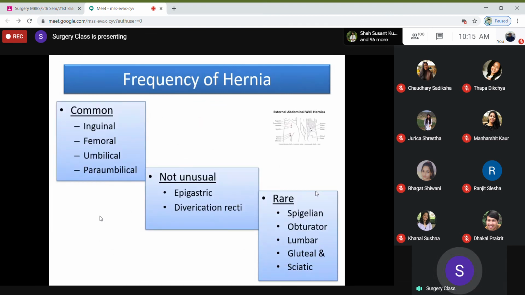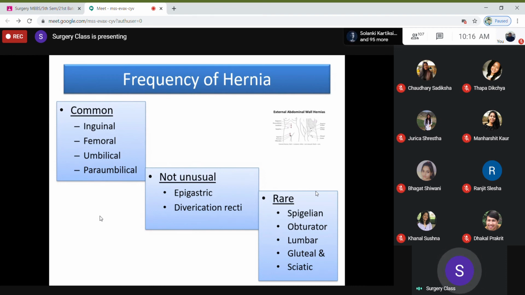And frequency of hernias: not all hernias are that common. The most common, in both male and female, is inguinal hernia. There could be direct, indirect, unilateral, bilateral, or both direct and indirect in the same patient, in the same site. And the next most common is femoral hernia, which is most common in ladies, but it doesn't mean that it's not common in male. They are common in male, but more common in female. But inguinal hernia is common in both sexes first, then only the femoral is common in female. Umbilical hernia and paraumbilical hernia are common hernias. Not very usual, but not uncommon also, are epigastric hernia and divarication of recti.